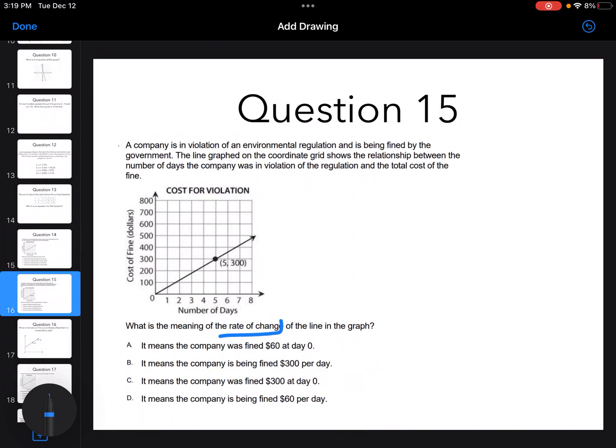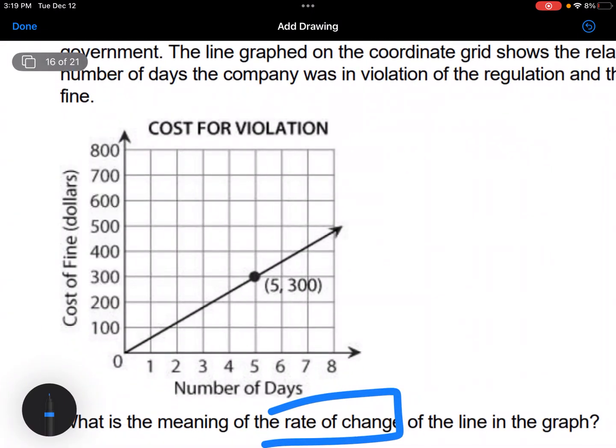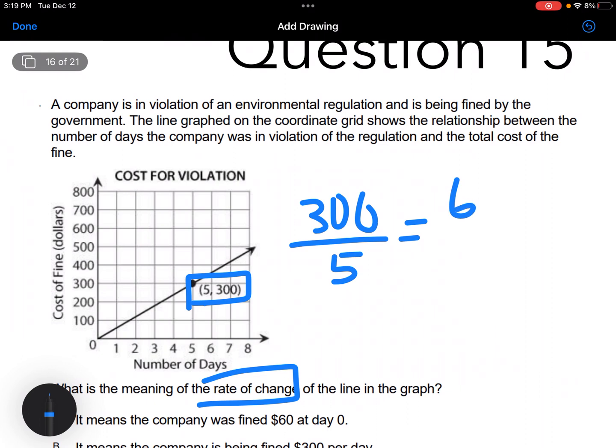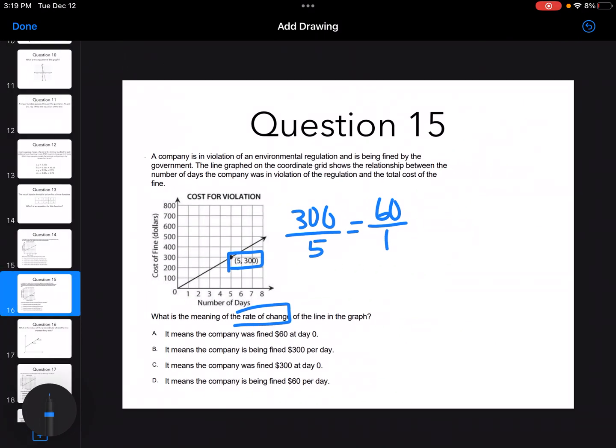All right, what is the meaning of the rate of change? So the slope. So if I'm trying to figure out my slope, and I know it's going through the origin, I know it's going to be 60 over 1. So it means that the company is in violation of the environmental regulation, and it's being fined by the government. So it means in one day, it's getting charged $60. So every day, it's going to get charged $60. So if it didn't do anything wrong, it's not going to get fined.